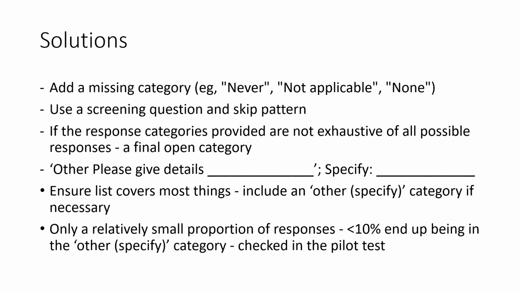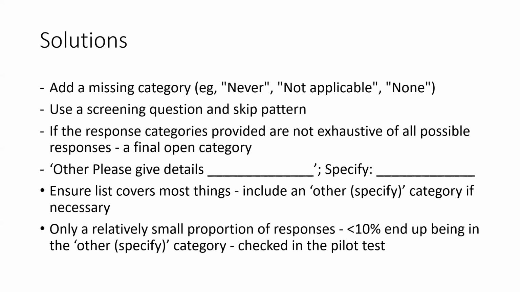One is that you add a missing category, if you feel that there could be people for whom this question would not be applicable. So you put the category of never, none, or not applicable so that they are comfortable and they are assured that you have thought that there could be people for whom these questions are not applicable. Then you can add a screening question and put a skip pattern. That is, instead of directly asking which alcohol you are drinking, you first ask, do you drink alcohol? Yes, no. If no, you skip the next question. If yes, then you ask about the type of alcohol which they are drinking. So this is another solution.